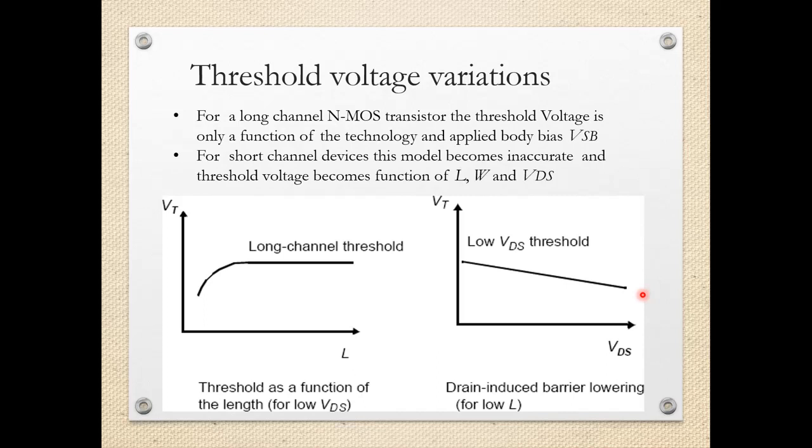Now you can see the second graph, which is VT versus VDS. This shows the drain induced barrier lowering, where the threshold voltage is lowered as VDS increases.